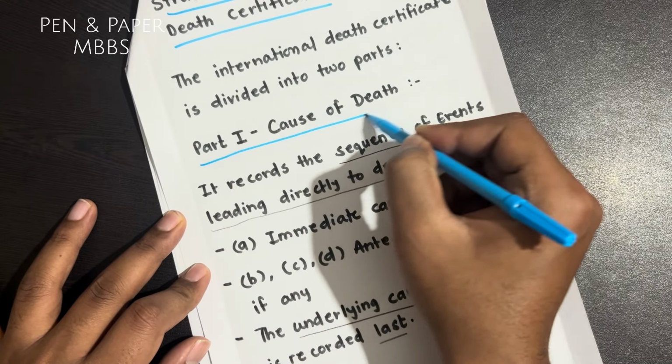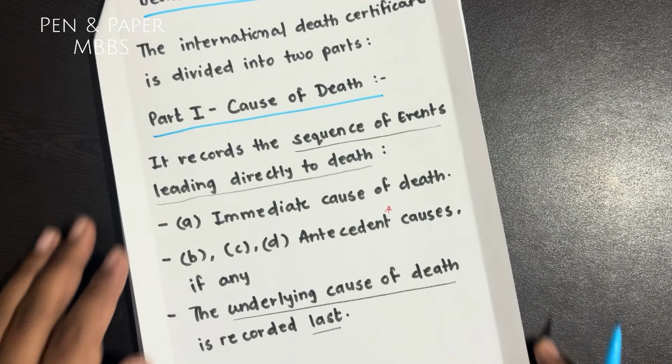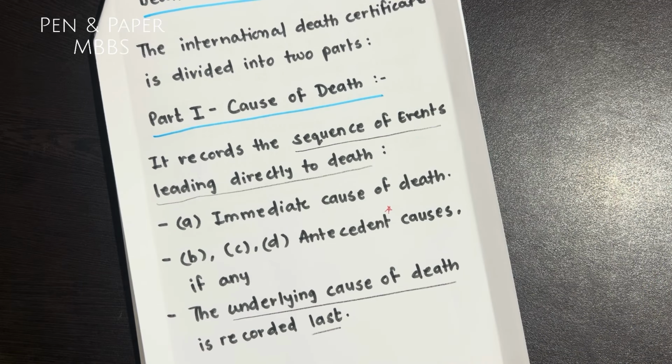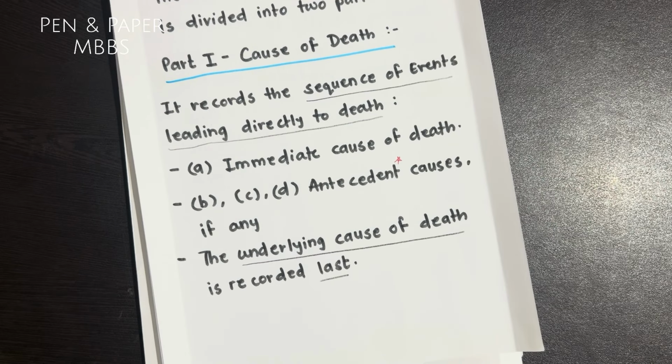Part 1, Cause of Death. Part 1 records the sequence of events leading directly to death. It includes the immediate cause of death, antecedent causes if any, and finally the underlying cause of death, which is written last. Now this is very important. Underlying cause of death is always written last in Part 1.